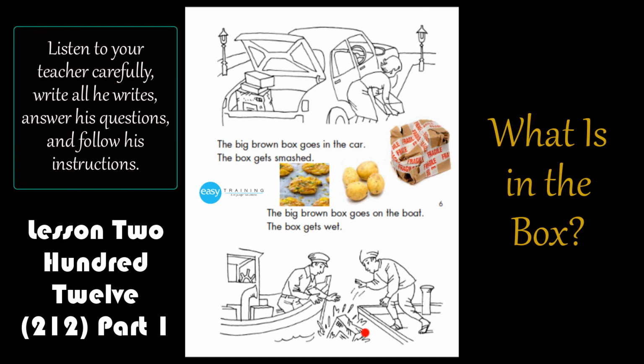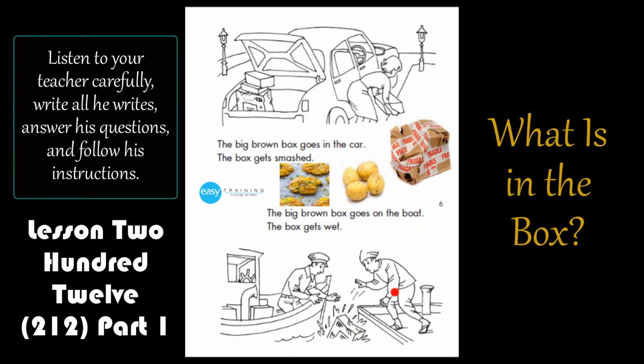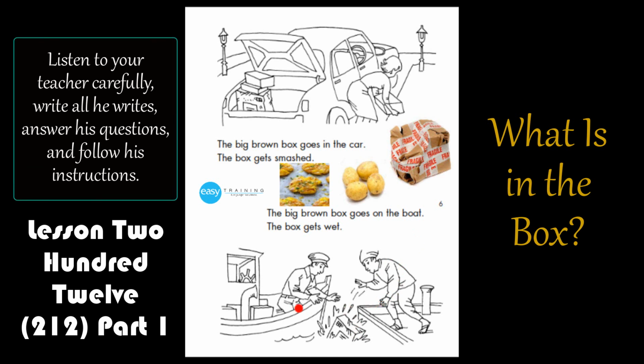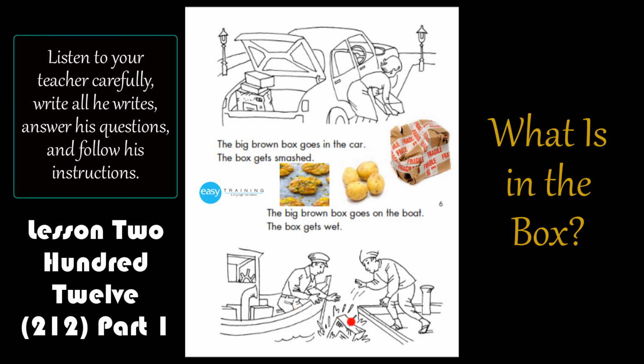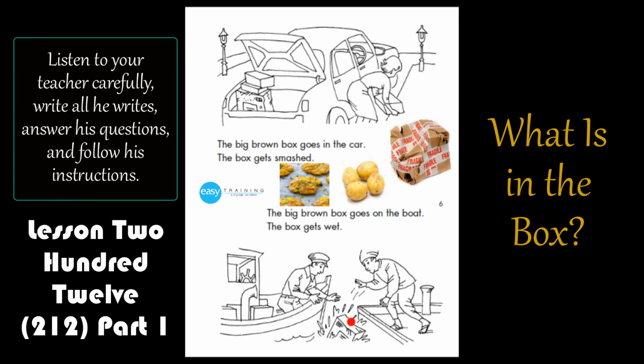Here is the box again. The same box. Now the writer says that the big brown box goes on the boat. On the boat. See? And the box gets wet because it falls into the water. The sea water, I guess.